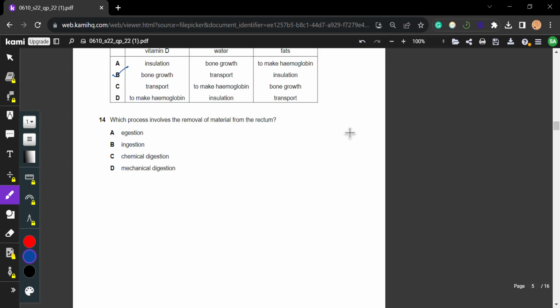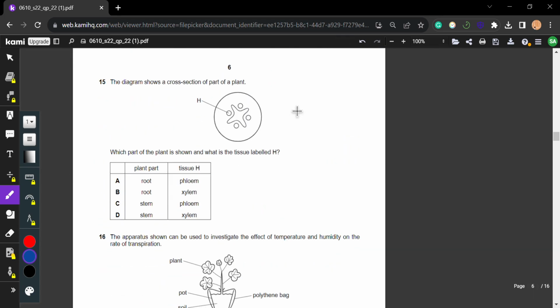Question number 14. Which process involves the removal of material from the rectum? Now, that will be egestion. Egestion is the removal of undigested products that were never part of your cells. So they were never absorbed, they were never assimilated, nothing. An example of this would be fiber, because humans are not able to digest fiber because of the presence of cellulose. It's just there to give bulk to the large intestine, small intestine, so that peristalsis can become easier. You need to know that. It's very important.